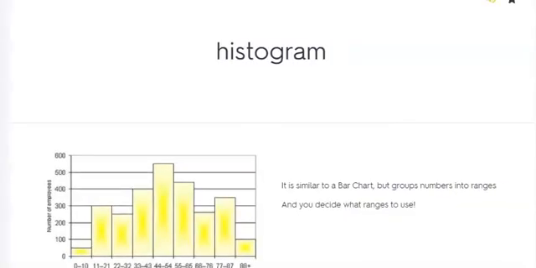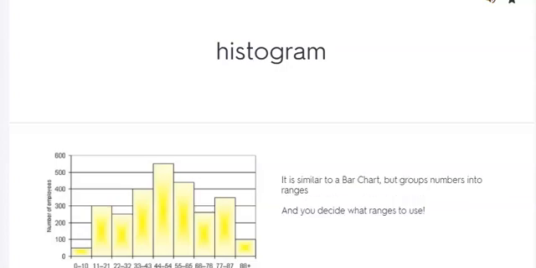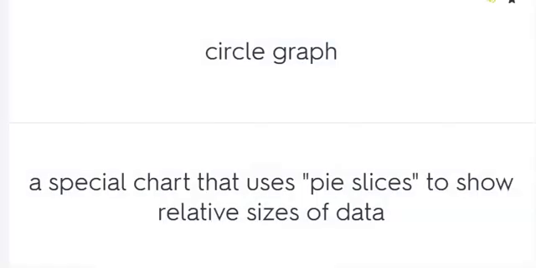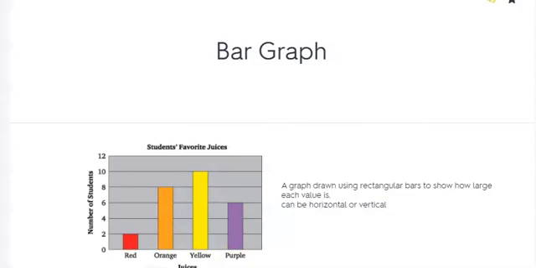Histogram. It is similar to a bar chart but groups numbers into ranges, and you decide what ranges to use. Scatter plot. A scatter plot has points that show the relationship between two sets of data. Circle graph. A special chart that uses pie slices to show relative sizes of data. Bar graph. A graph drawn using rectangular bars to show how large each value is; it can be horizontal or vertical.